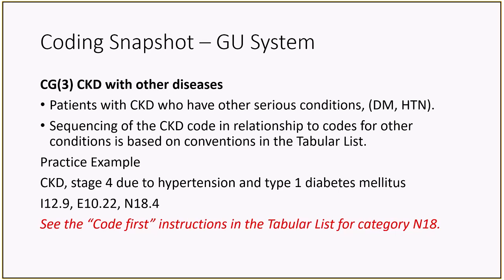So again, look at category N18, and what you'll see there in red is indicating to the coder that they need to code first any associated conditions that you see there. It tells you to code first any associated diabetic CKD, any hypertensive CKD, and also it tells you to use any additional code to identify kidney transplant status. So again, this is why you always consult your tabular list. I hope you have found this coding snapshot on the GU system helpful.